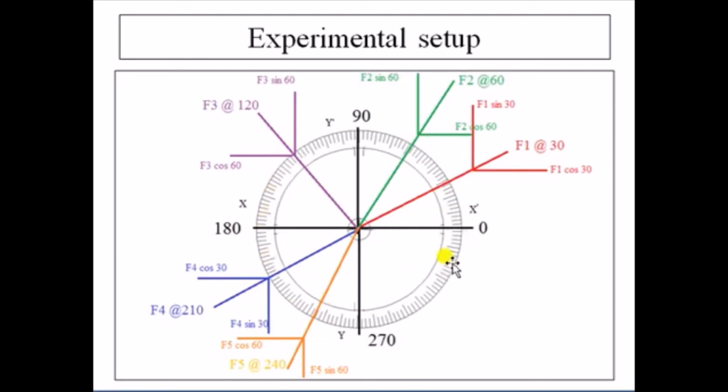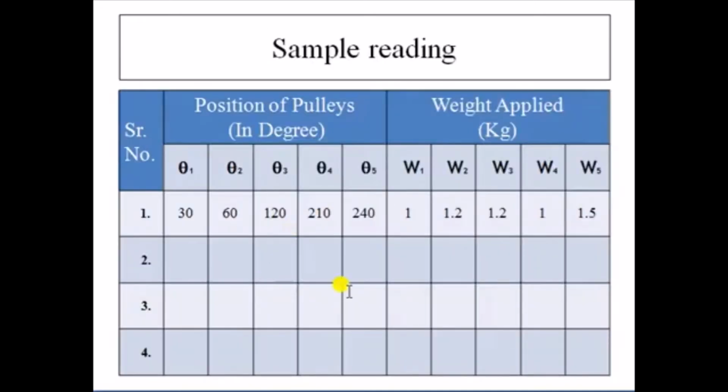This is the top view of the board with degree values of 0 degree, 90, 180 and 270, as you can see on this board. There are different sets of readings displayed around. Our first reading was force F1 at 30 degrees. The second one was at 60 degrees. The third one was at 120 degrees. The fourth one was at 210 degrees. And the next one was 240 degrees. These are the diagrammatical representation of the sample readings we had taken as per the arrangement, considering the pulley and the ring in equilibrium condition.